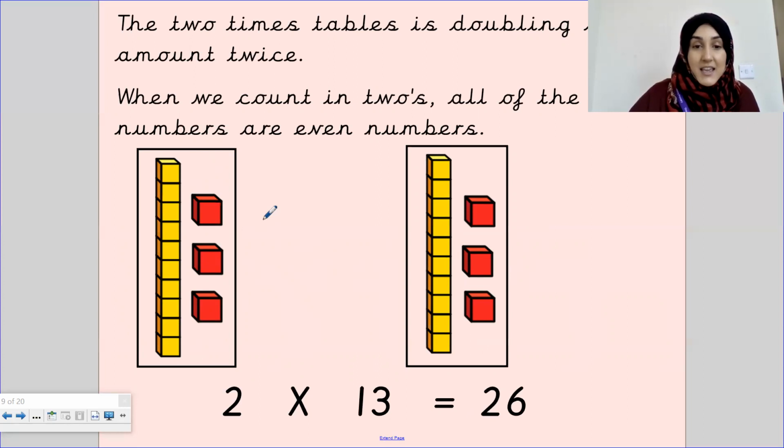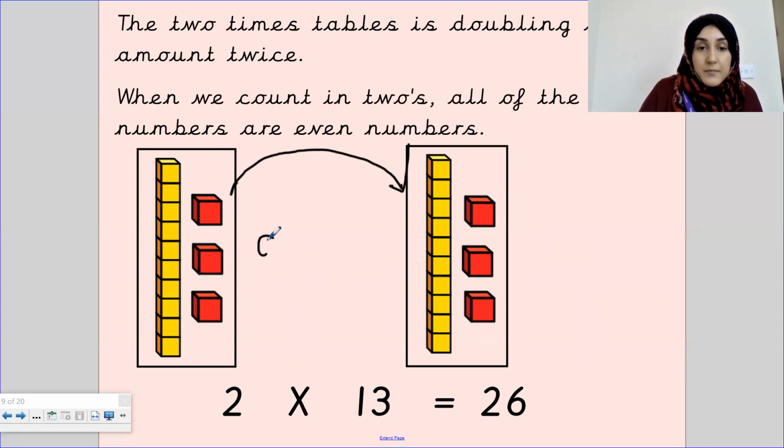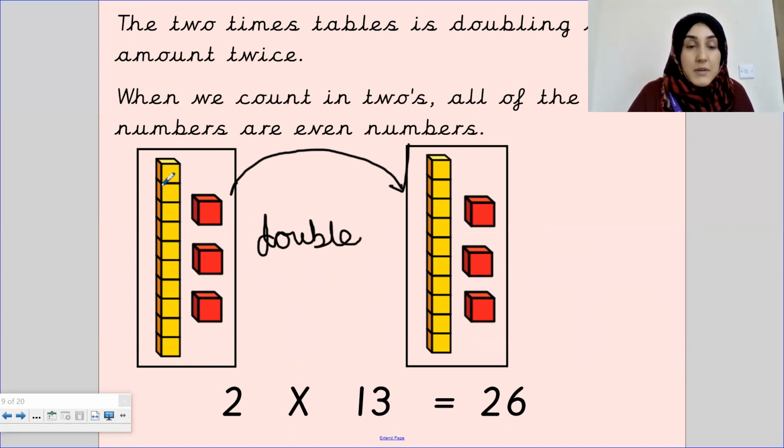So again, it is double. 2 times 13, because I've got 13, I've got 10, 11, 12, 13. Add another 13 equals 26.